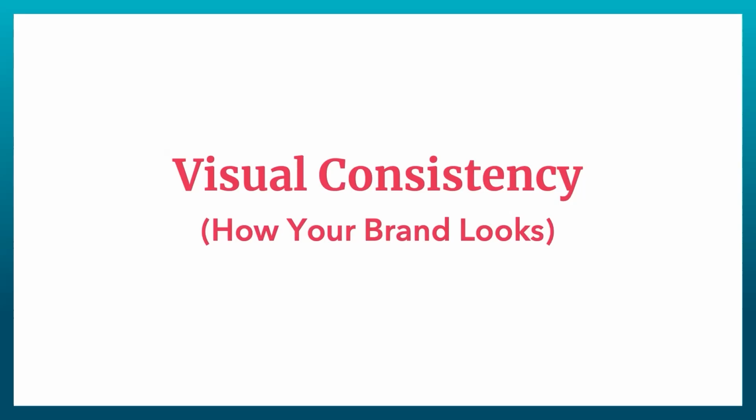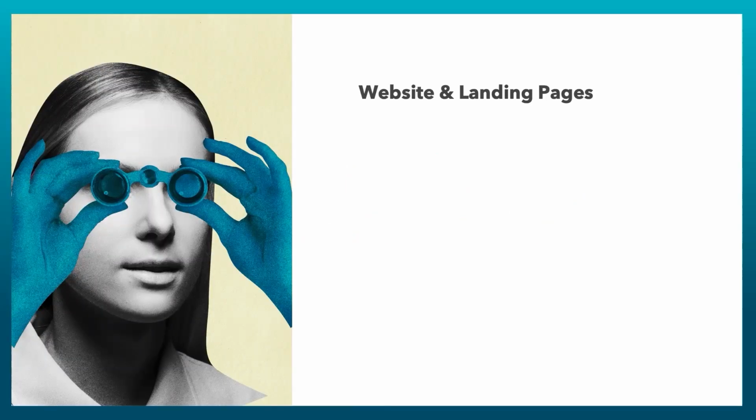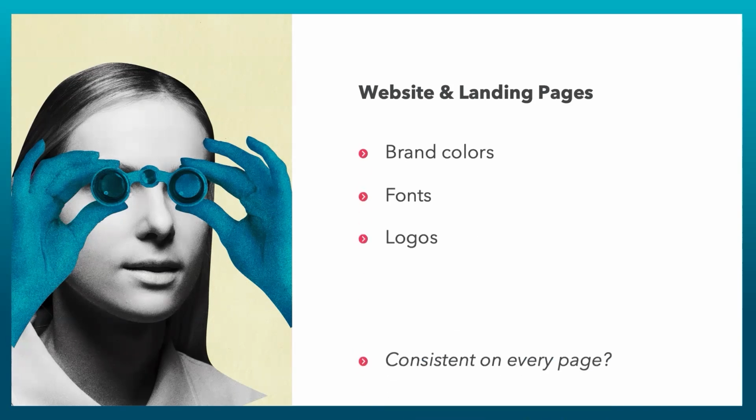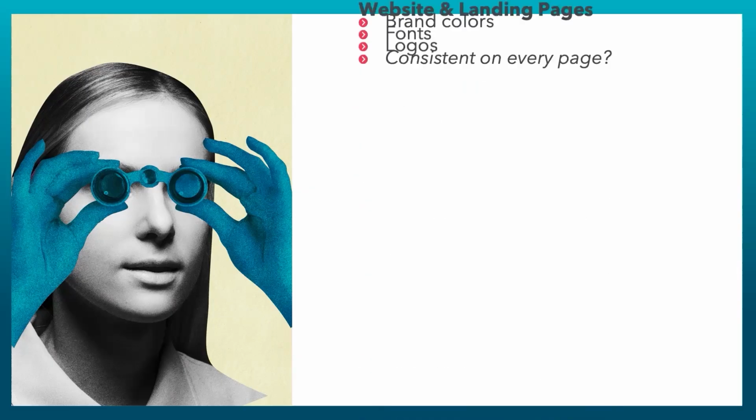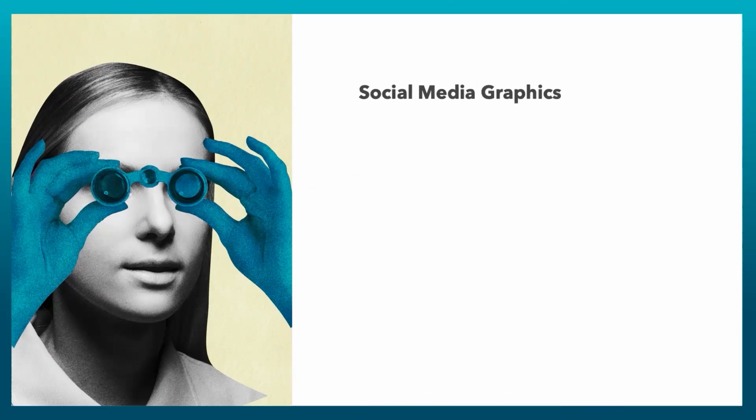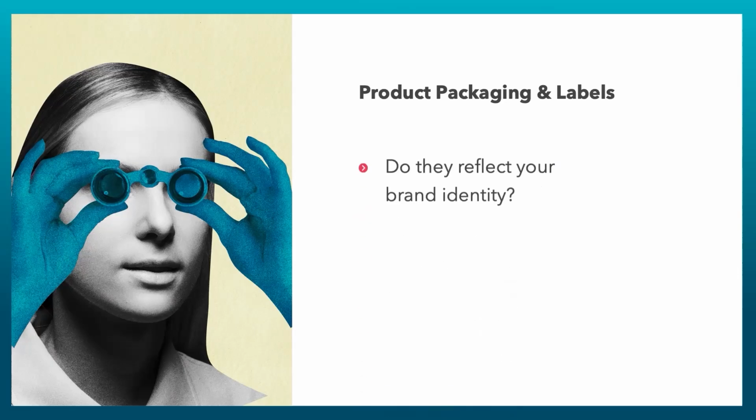Let's start by talking about visual consistency. Let's start by talking about your website and landing pages. Are your brand colors, fonts, and logo the same across all pages? What about social media graphics? Do your posts follow a consistent color scheme and style? How about email and newsletters? Are you using the same templates, fonts, and colors? And business cards and printed materials, do they match your digital presence? If you have product packaging and labels, do they reflect your brand identity?